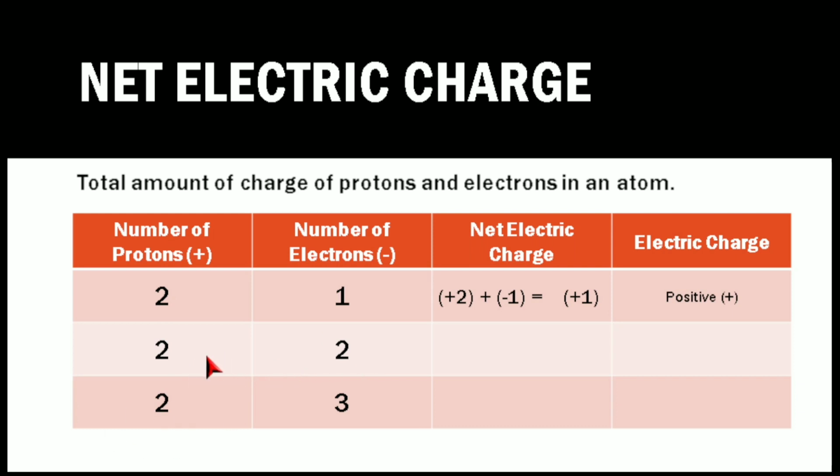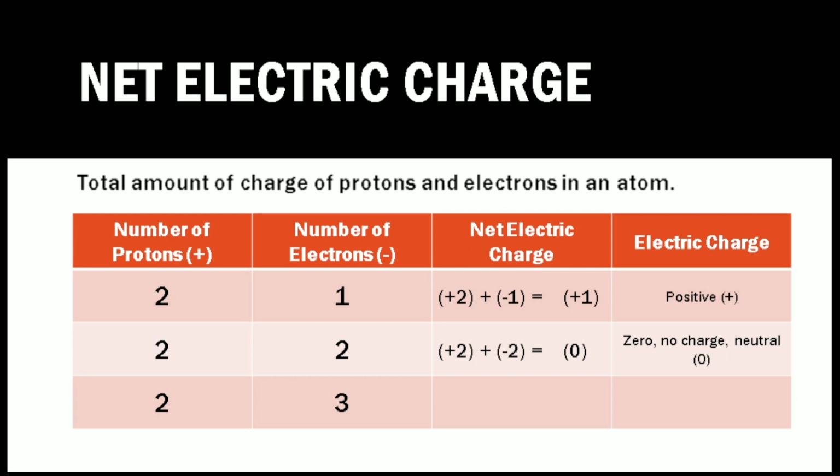Then for the next example, we have 2 protons and 2 electrons. What will be the net electric charge? Correct, it is positive 2 plus negative 2. What will be the result? Okay, correct, it is 0. Is there electric charge with this? Very good, there is no charge. Electric charge is 0. Or you can say that the atom having this equal number of protons and number of electrons is neutral.